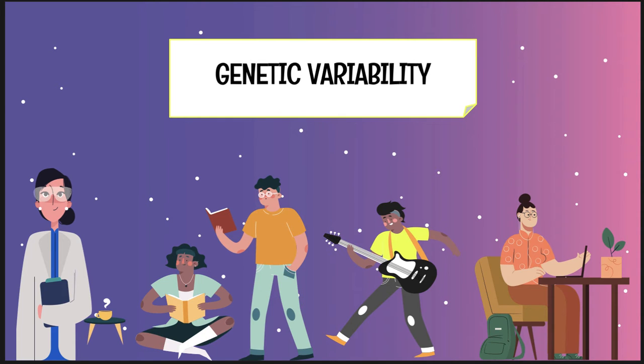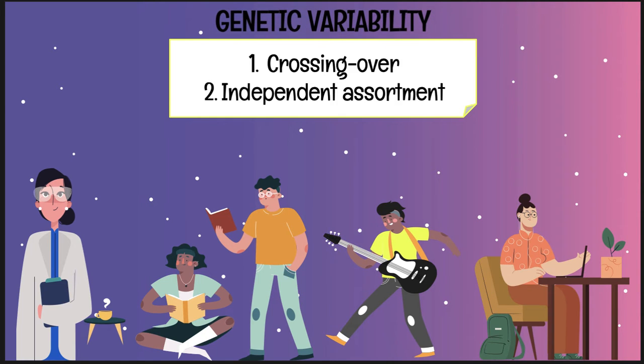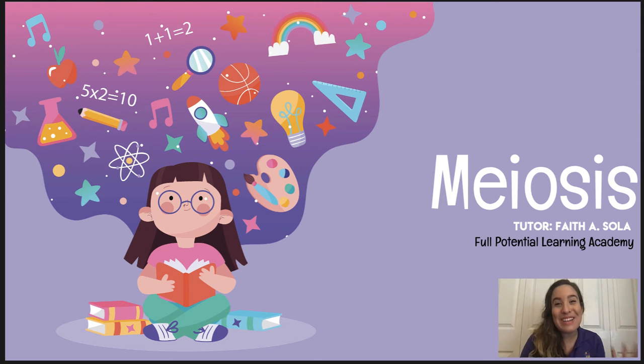In today's video, we will discover two sources of genetic variability: crossing over and independent assortment. Both crossing over and independent assortment are produced by meiosis.